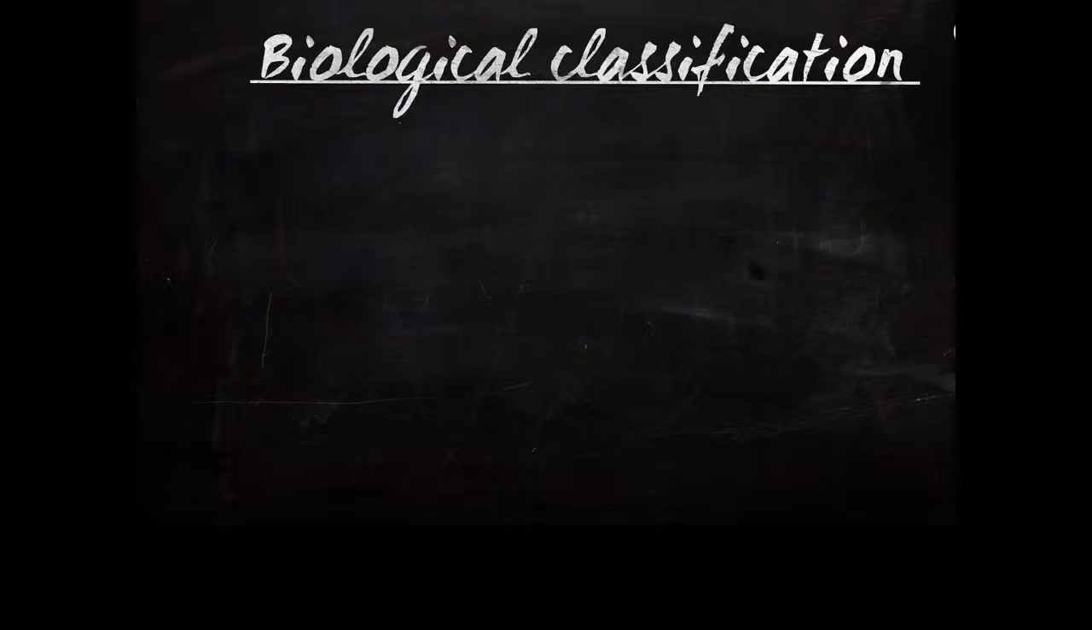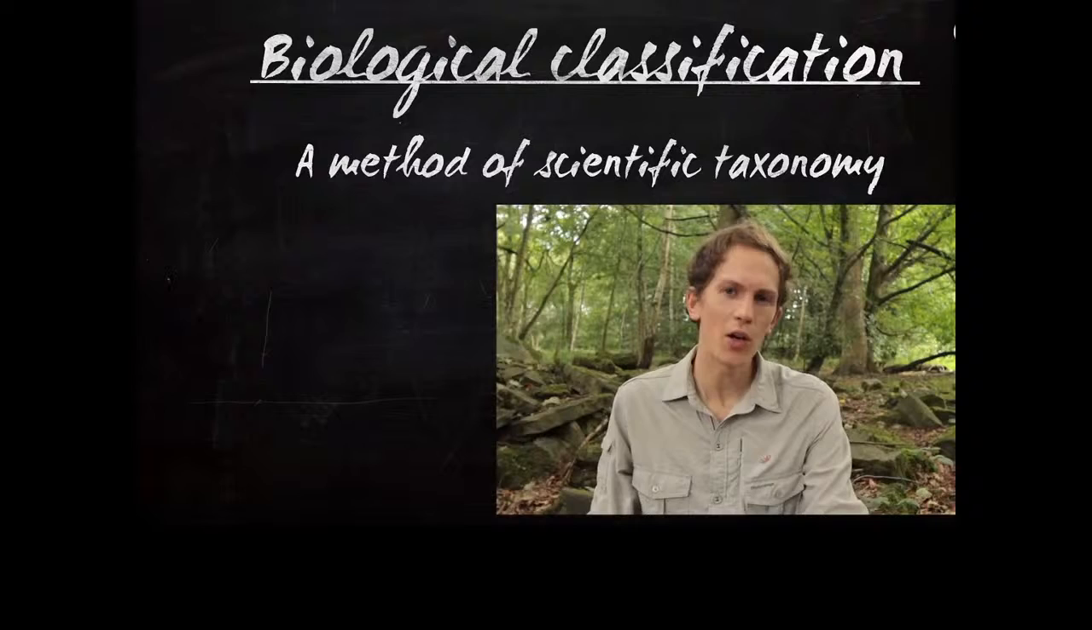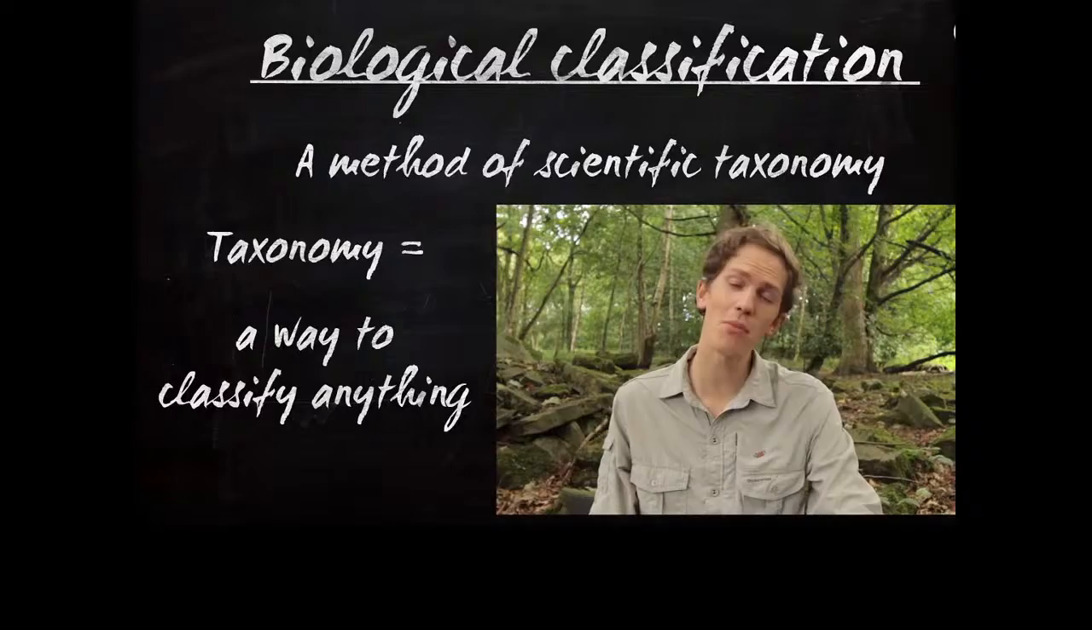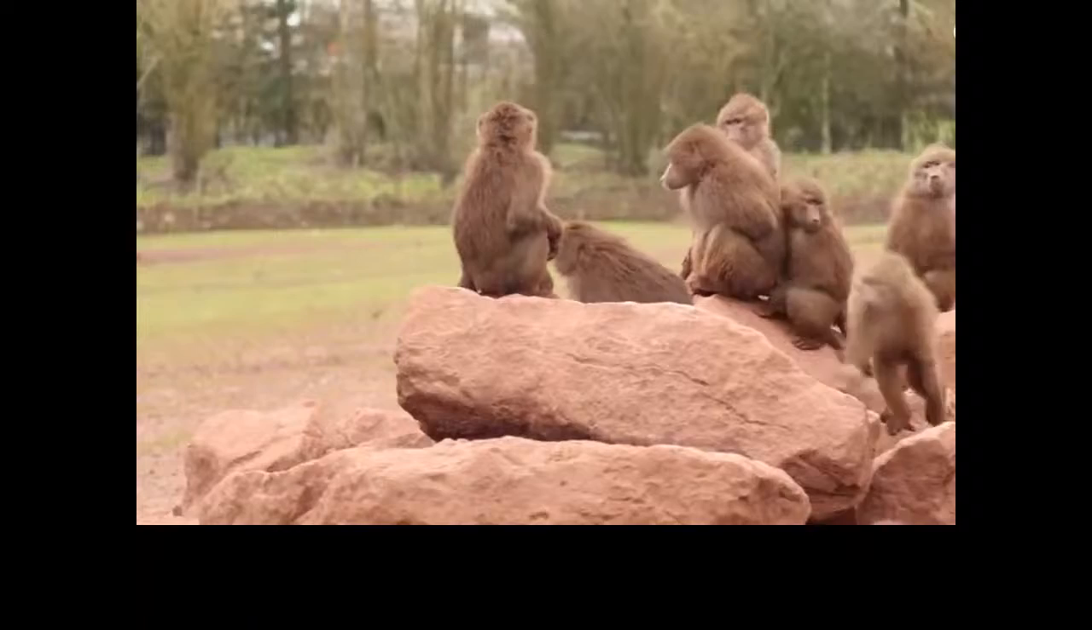In this episode, we'll be exploring biological classification. Biological classification is a form of scientific taxonomy. As we've learnt in Phil's Insect Orders episode, taxonomy is simply a way of putting things into categories. Biological classification is how scientists categorise all living things, from bison to bacteria.